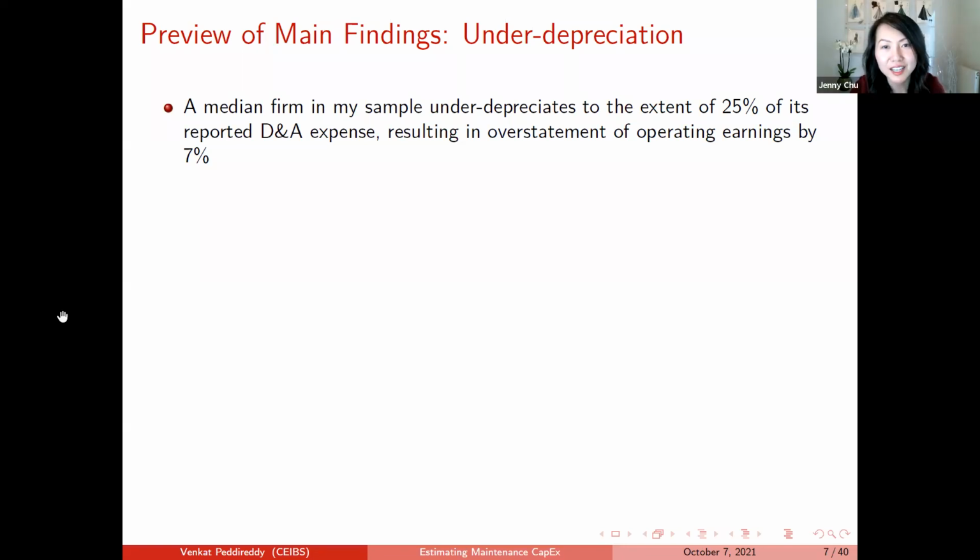Venkat. We've passed the 5 minute mark, and Ayan raised her hand. Sure, if I may, Ayan, go ahead. If you want, you can finish your discussion of the findings, and then I can come back. Yeah, I can just wrap up in a minute, and then we can.